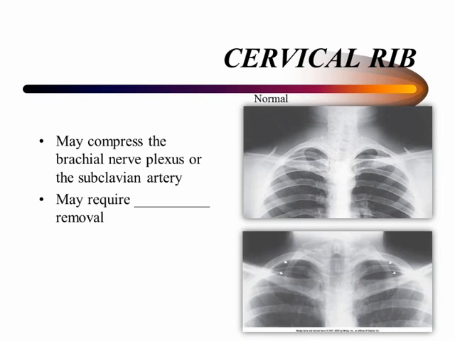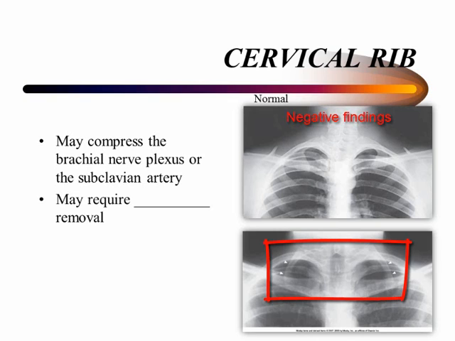The seventh cervical vertebra may also have a rudimentary rib. In comparison with an image in which there are negative findings or normal findings, we see bilateral cervical ribs in the image shown here. A cervical rib may compress the brachial nerve plexus, causing pain or numbness in the upper extremity, or the subclavian artery, which decreases blood flow to the arm, and therefore requires surgical removal.